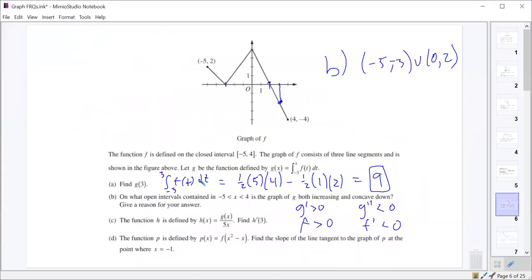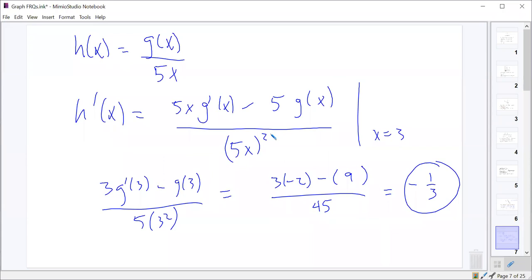Okay, I'm going to go back for just a second. G of 3 was just the area from -3 to 3. -3 to 2 is a positive triangle, so find that area. 2 to 3 was negative, below the x-axis, so find the area of that triangle and subtract. Part B, we said when is G prime greater than 0 and G double prime less than 0, so F was greater than 0 and F prime is less than 0. F was greater than 0 when it's above the x-axis, but the derivative of F was only negative from -5 to -3 and 0 to 2. And then part C, we used the quotient rule to find the derivative, and then we plugged in 3 and got a number.